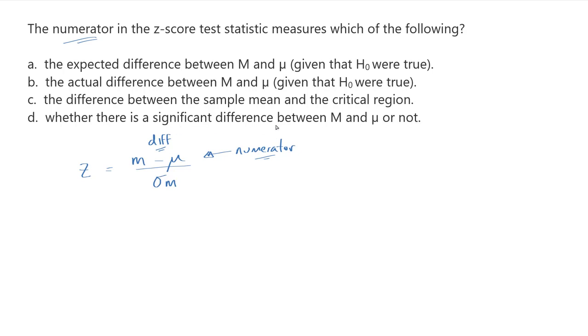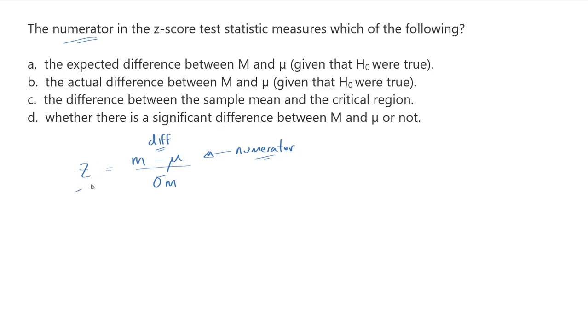Notice this one's worded a little bit differently. The first three are talking about it being a difference. But in D, they're talking about whether or not there is a significant difference. So D is sort of a yes or no. Is there a difference, or is the difference significant or not?